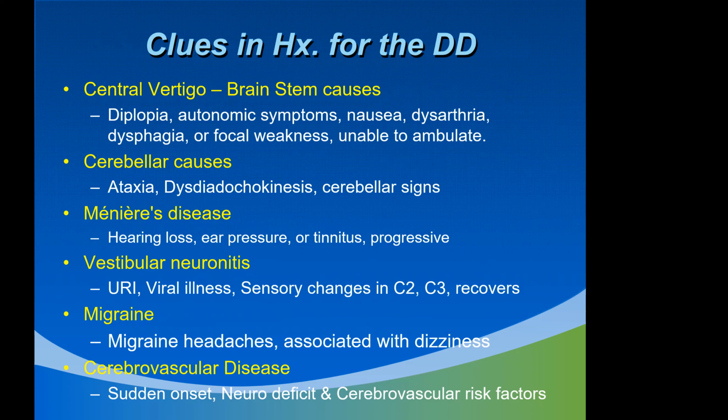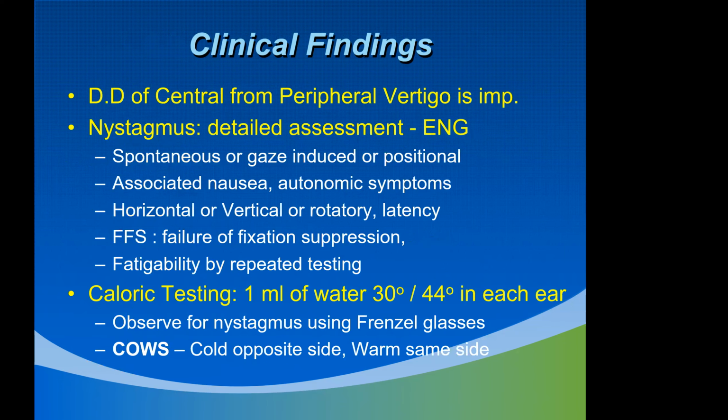Migraine headache associated with dizziness, cerebrovascular disease, sudden onset, neurological disease, and cerebrovascular risk factors. So, clinical findings. Differential diagnosis of central from peripheral vertigo is very important because central vertigo is serious. Peripheral vertigo is from the peripheral organ, central vertigo is from the brainstem and the other connections, cerebellum, brainstem.